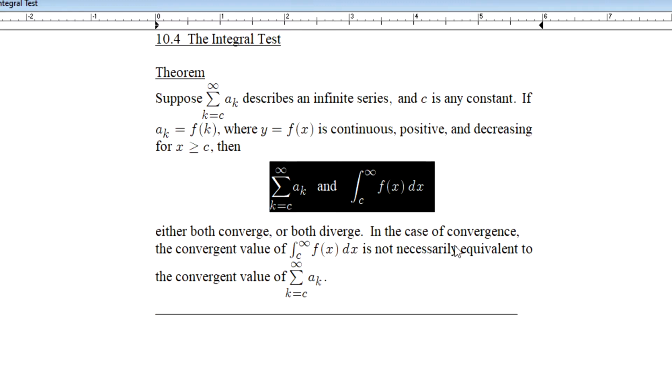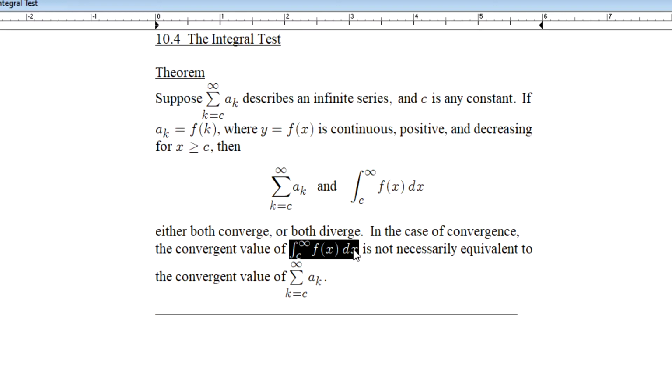right? In the case of convergence, though, we do want to keep in mind the convergent value of our improper integral is not necessarily going to be equivalent to the convergent value of our infinite series. We may find that this improper integral converges to one value, and that is not necessarily going to be what the value of the corresponding infinite series is in value. If it does happen to be that in value, it is strictly coincidence, right?